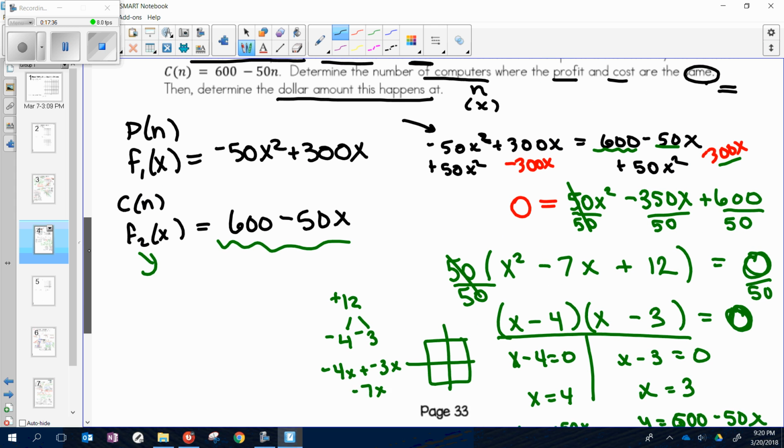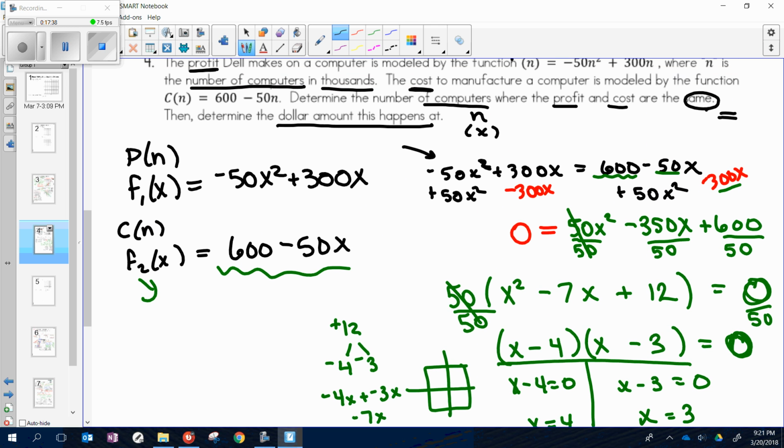Just to get a real quick visual of this, because you totally could have done this on your graphing calculator. It's an upside down parabola and a line with a negative slope, and there were two places where it intersected.